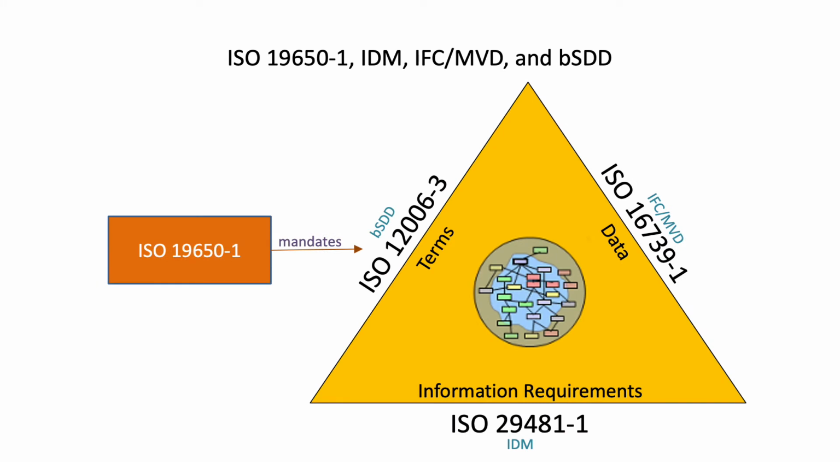Actually, the 3 standards, ISO 12006 Part 3 and ISO 16739 Part 1 and ISO 29481 Part 1 form the golden triangle of Building Smart international standards. So by utilizing all this, we should be able to create information requirements or specify information exchange requirements easily and efficiently.